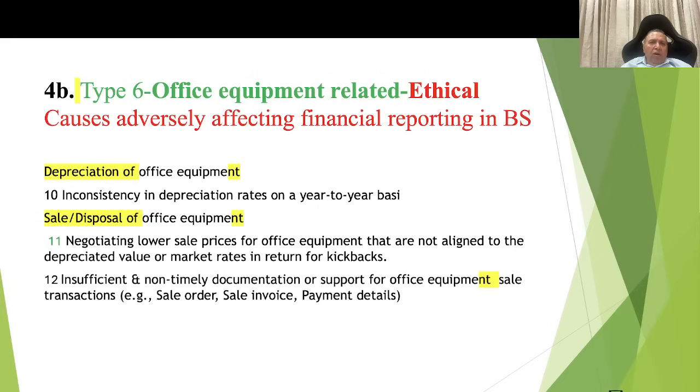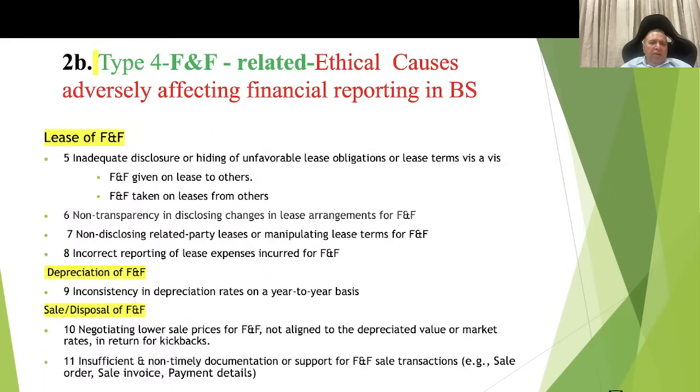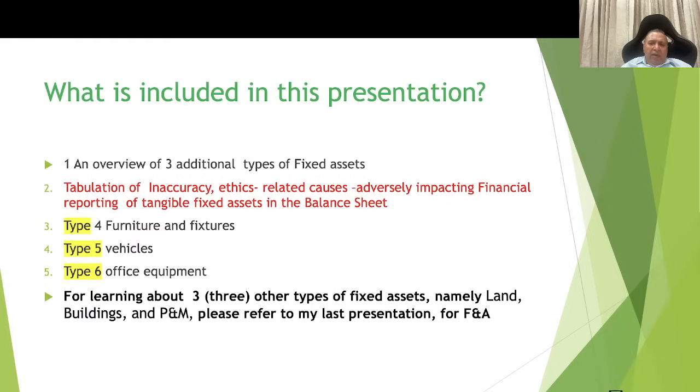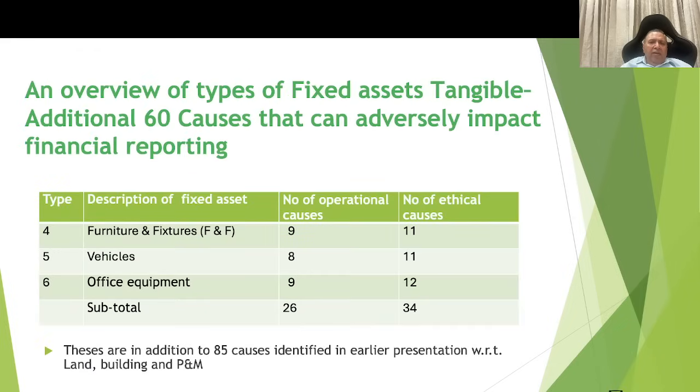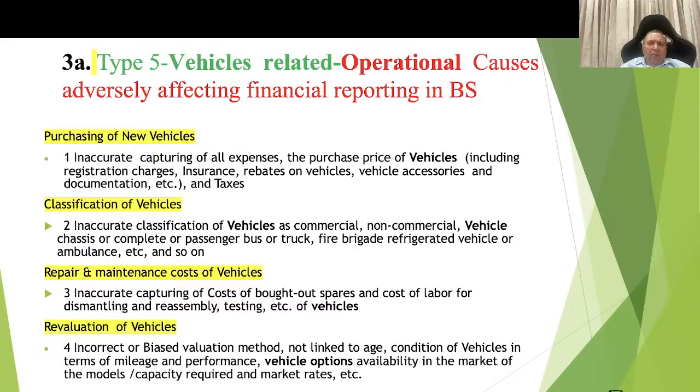So overall, let me just re-summarize. In this slide I have shared 9 operational and 11 ethical causes for F&F, 8 operational and 11 ethical causes for vehicles, and 9 operational and 12 unethical causes for office equipment, totaling 26 plus 34, that is 60 causes that can adversely impact the financial reporting in the balance sheet.